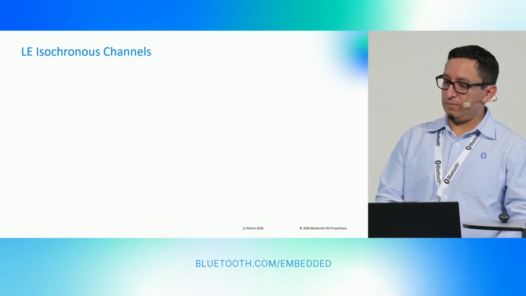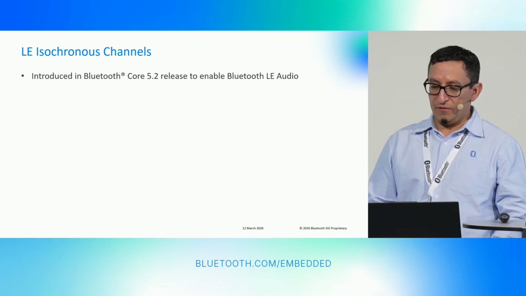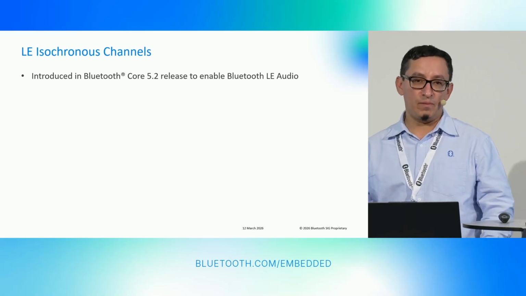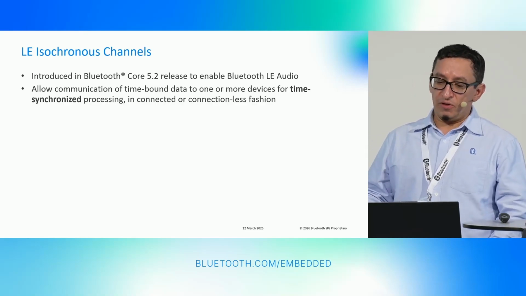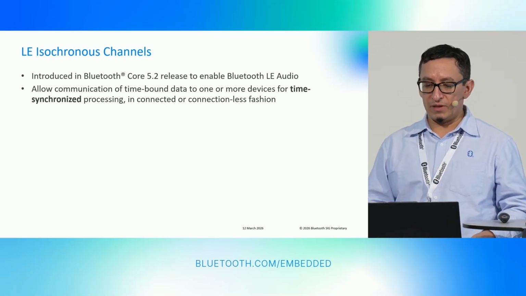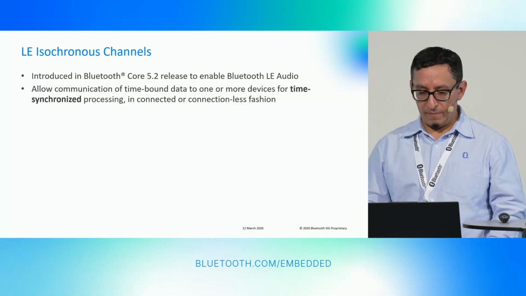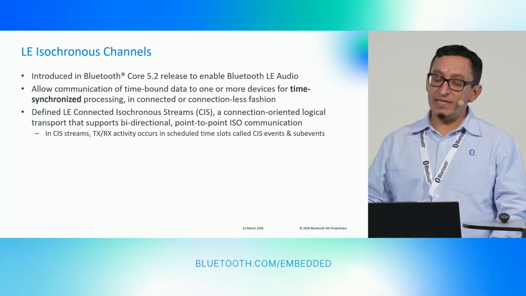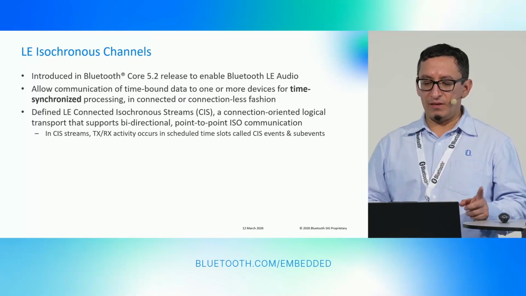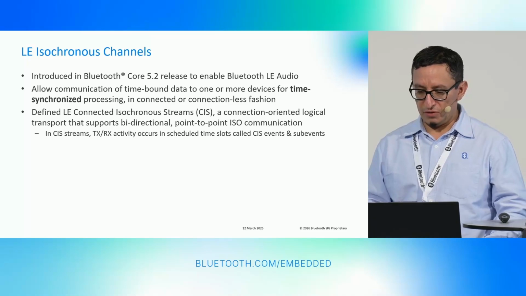Now, in the context of HID ISO, there are important things to understand about LE isochronous channels. The first thing is ISO channels were introduced with Bluetooth Core 5.2 to enable LE audio. Isochronous channels allow communicating with time-bound data to one or more devices for time-synchronized processing, either in connected or connectionless fashion. They also define connected isochronous streams, which is a connection-oriented logical transport that supports bidirectional point-to-point communication based on the use of ISO channels, of course.